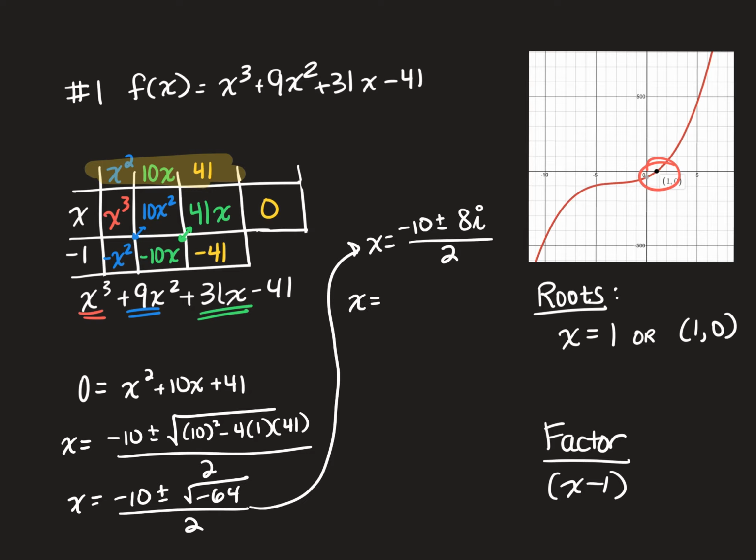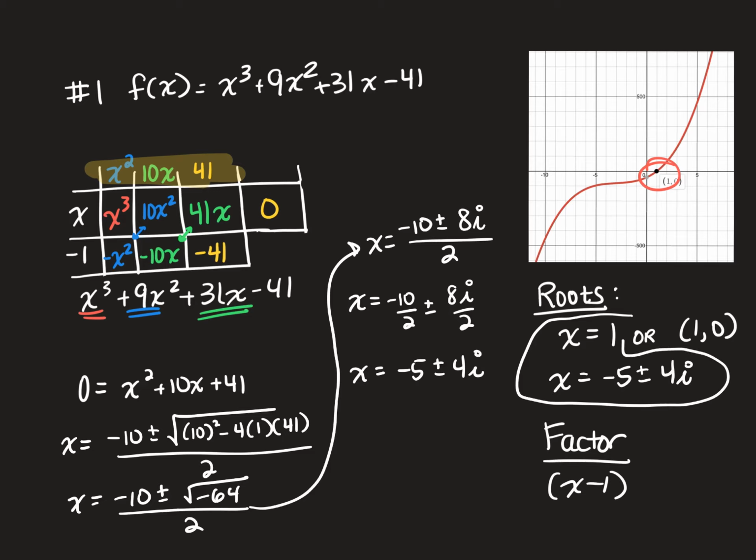And then, we can think of this as -10 over 2 plus or minus 8i over 2, which is just going to be -5 plus or minus 4i. So our other 2 roots are -5 plus or minus 4i. And this is what I was asking you for as an answer. If I had asked you to factor it, well, then you would have just written that quadratic here because that can't be factored using integers.